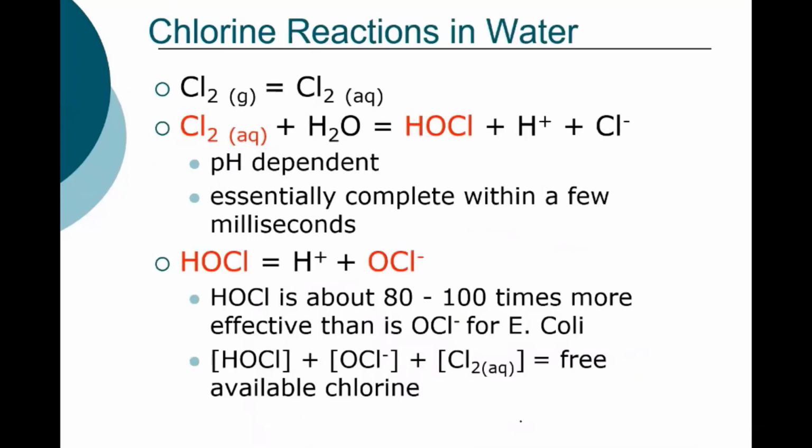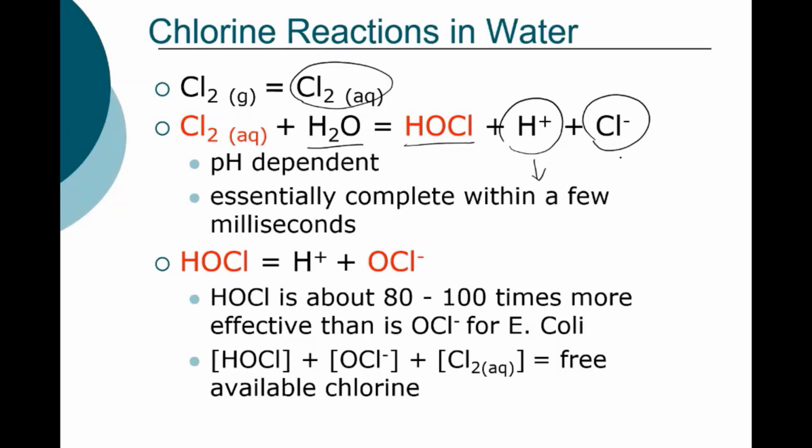Now, if we add chlorine gas to water, so we inject chlorine gas, some of that will dissolve to form aqueous chlorine. That aqueous chlorine reacts with water to form hypochlorous acid. Notice it releases H+, so it's going to lower the pH, and chloride. And this reaction is very rapid. It's complete within a few milliseconds.